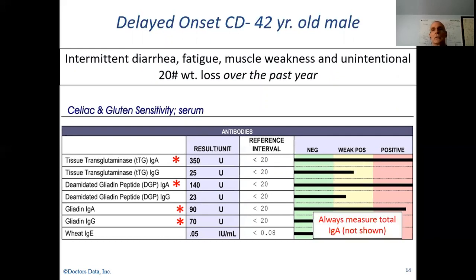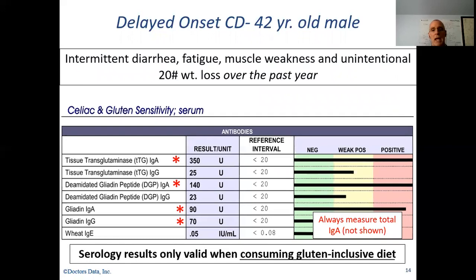Now, not shown, but very important whenever you're doing serology testing, specifically looking at IgA levels, it's always important to measure total IgA so that you don't get a false negative. And I just didn't show that. It is present on this report. Also, very importantly, it is absolutely necessary that patients be on a gluten-inclusive diet for the serology testing to be valid and truly quantitative.